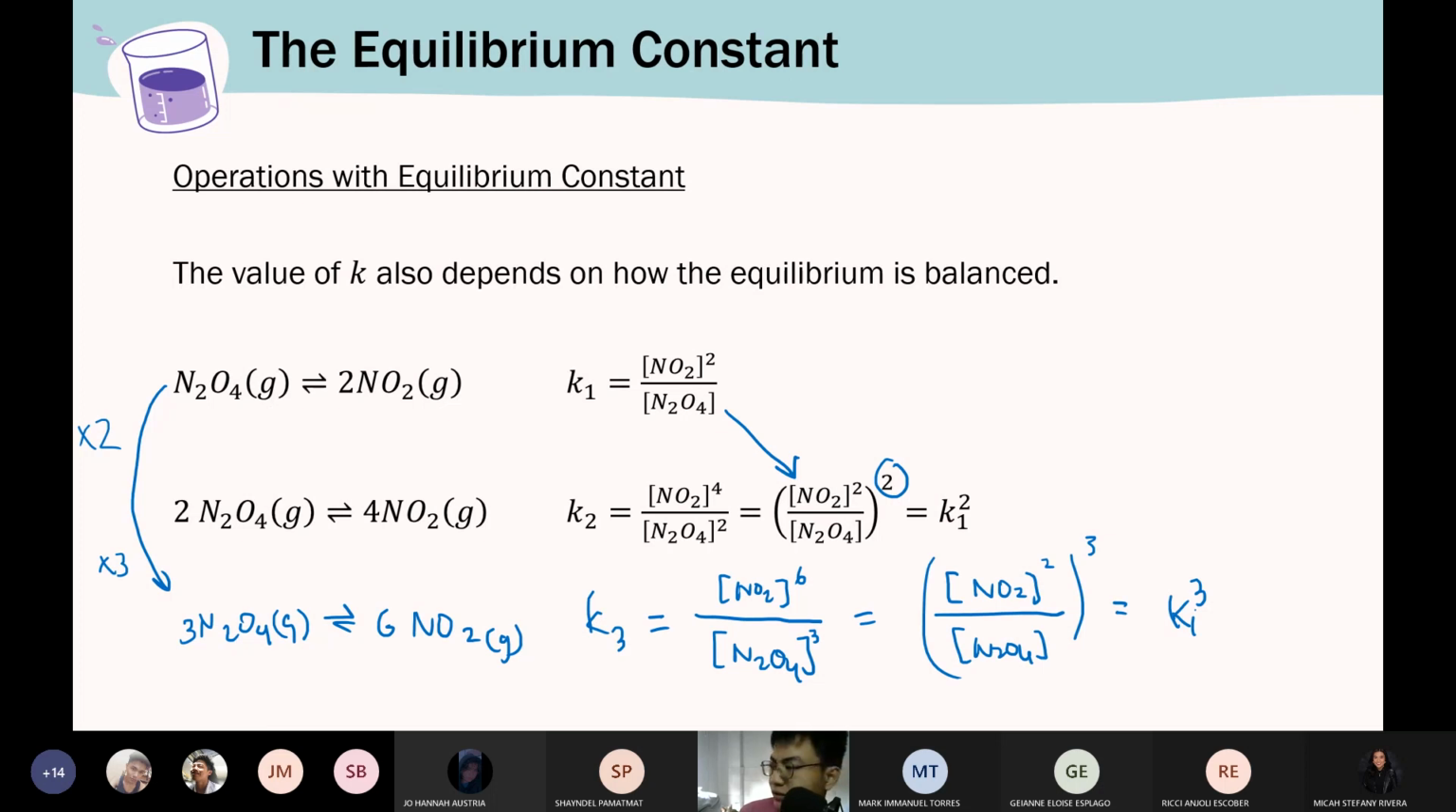So, ganun lang siya. Okay? So, by multiplying your equation by a number, basically, you raise the constant by that number. Okay? So, kunwari, times 2, edi magiging raised to 2 yung constant. Times 3 raised to 3. Okay? So, ibig sabihin, for a theoretical equation, bibigyan ko kayo theoretical equation.